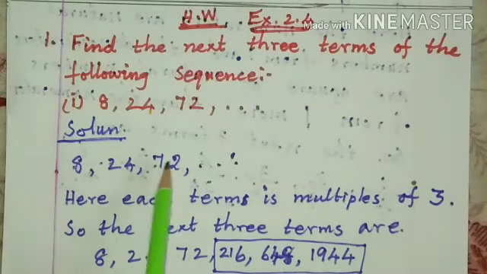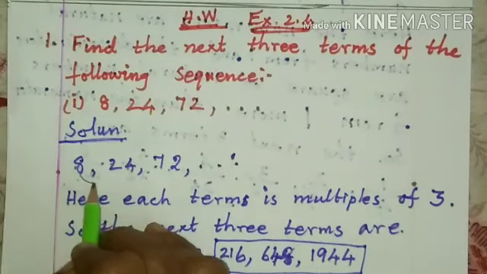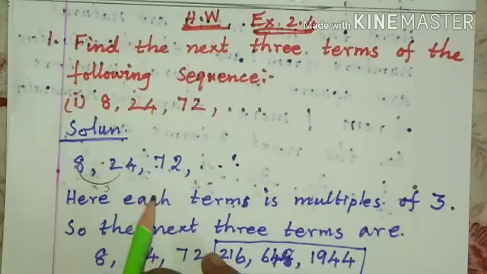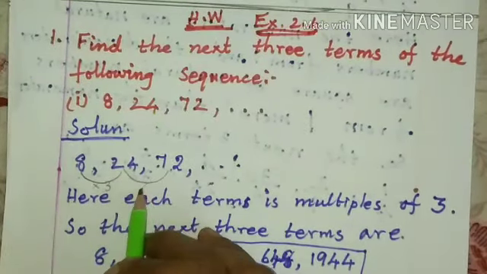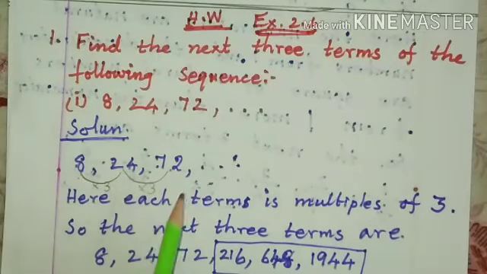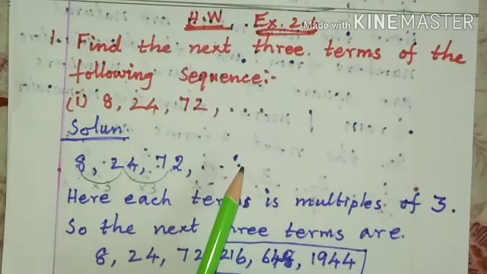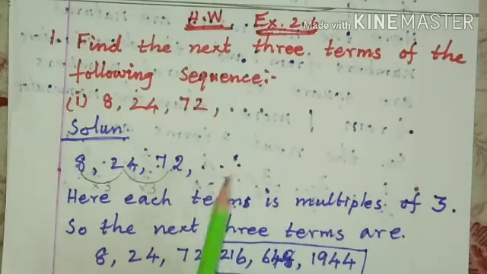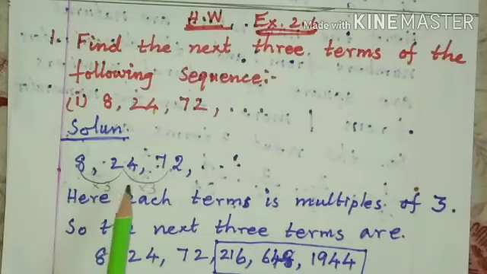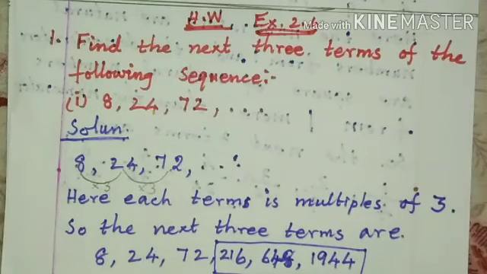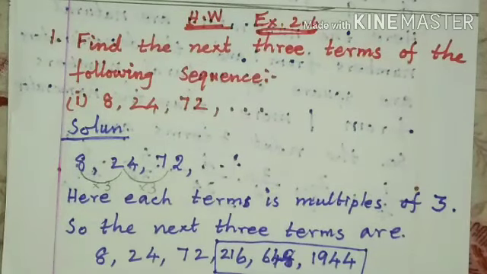See 8, 24, 72. It is 8 multiplied by 3 means we get the second term 24. Then 24 multiplied by 3 means we get the third term, that is 72. Therefore, for the fourth term also you have to multiply by 3 and find. So, you have to write here each term is a multiple of 3. Therefore, the next three terms are 216, 648, 1944. This is the answer for the first subdivision.